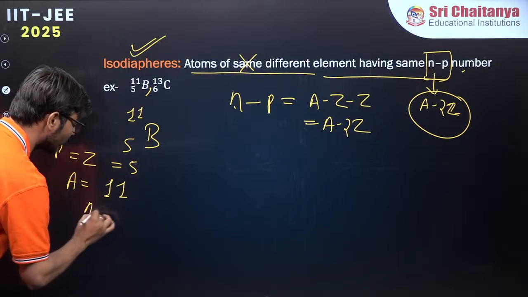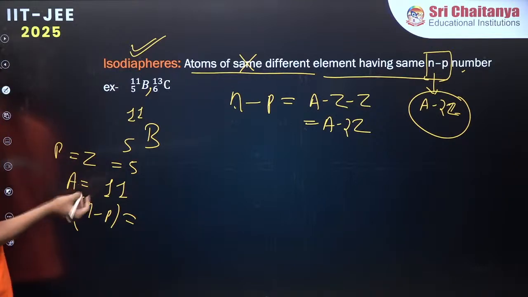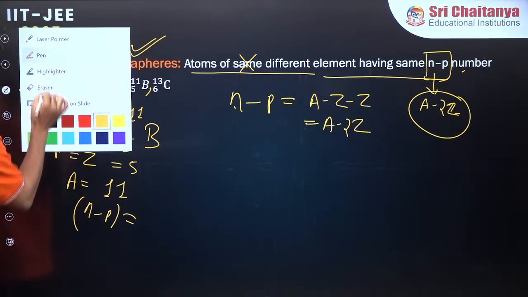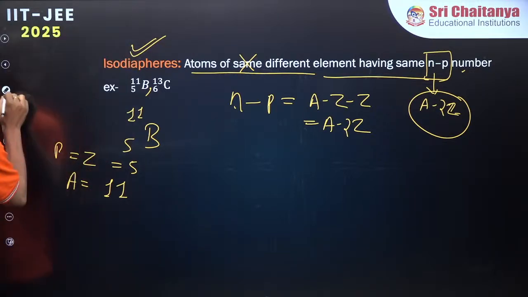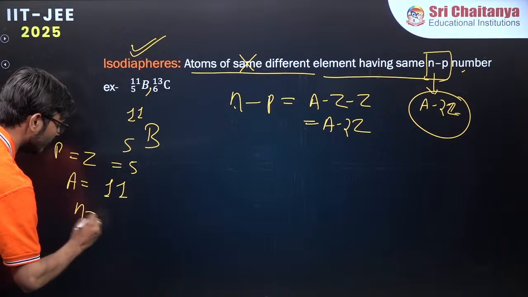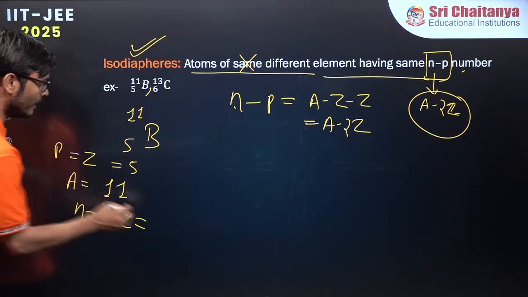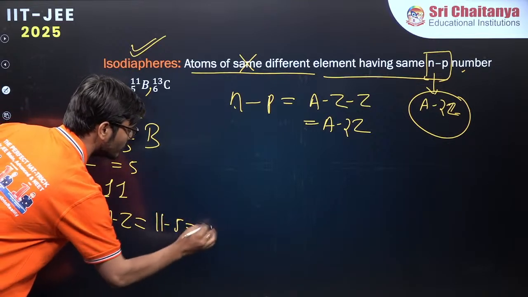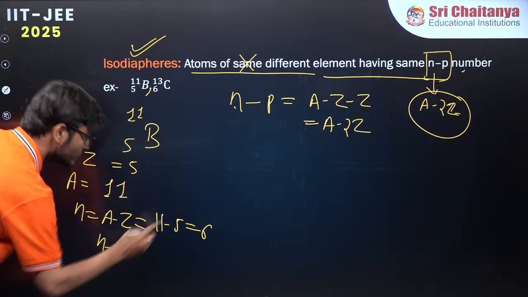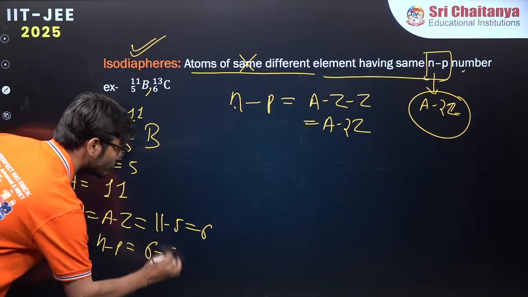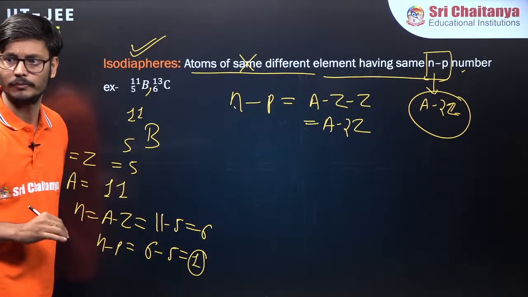So what is n minus p value? We don't know neutron, right? So let me calculate the neutron first. Number of neutron is equal to A minus Z. What is A minus Z? 11 minus 5, which comes out to be 6. So what is n minus p value then? N value is 6, p value is 5, which is equal to 1. Very good. So this value is 1. All of you have got that value, isn't it?